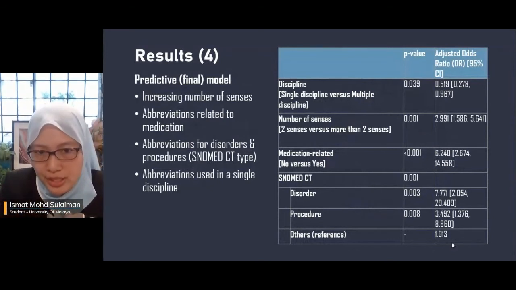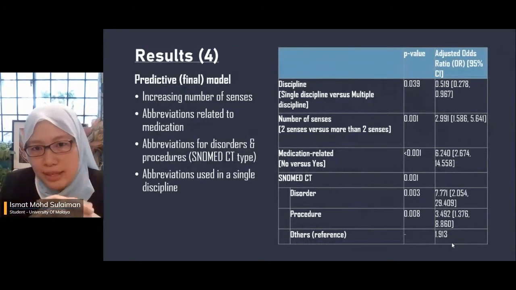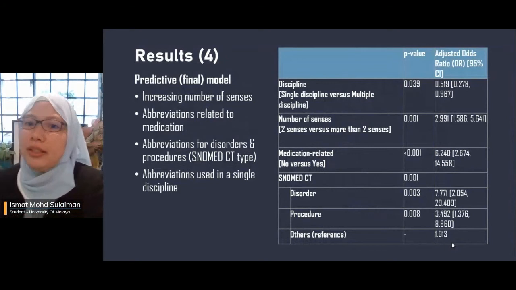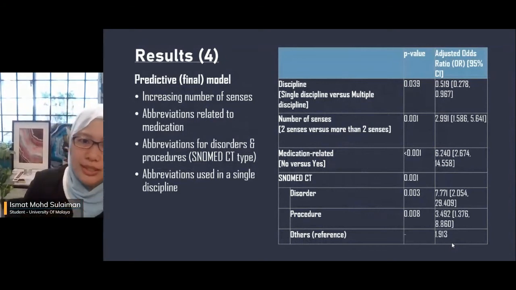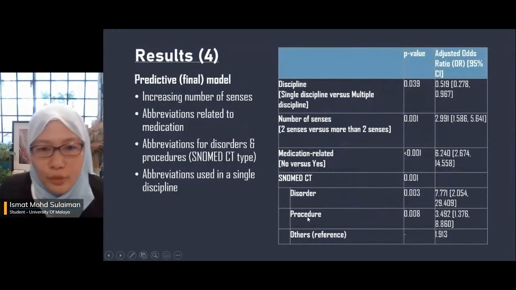Abbreviations related to medication: if the abbreviation is related to medication, not just in terms of SNOMED CT type, but also whether it is used in prescription, the oral route, or the name of a drug, and so forth. Anything that's related to prescription and giving medication falls into this category, and it is a positive indicator that an abbreviation is dangerous. And then we do find there's a positive relationship to the disorder and procedure SNOMED CT types.